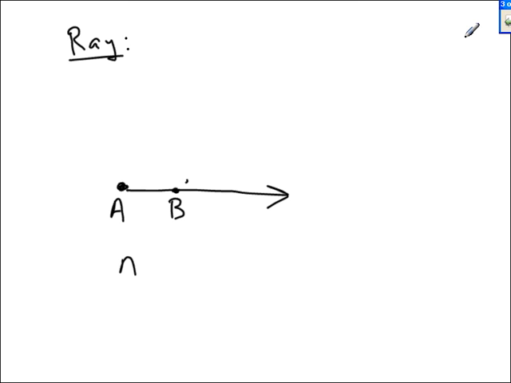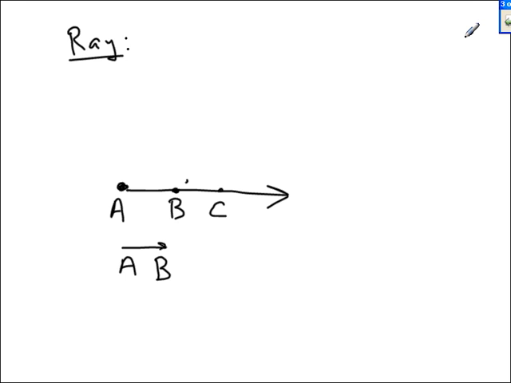The next thing we're going to talk about is a ray. A ray is a little different. It's a portion of a line. A ray has a starting point, for argument's sake call that point A, and it goes in one direction forever. If you happen to know a second point on the ray, let's call it point B, you put down the starting point, you put down that second point, and you draw a ray symbol.